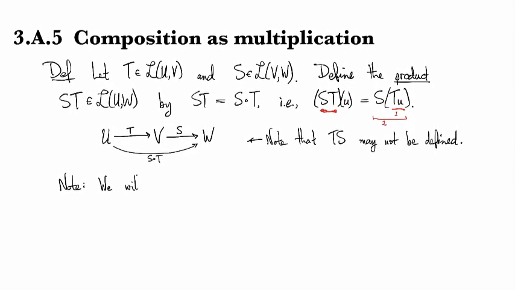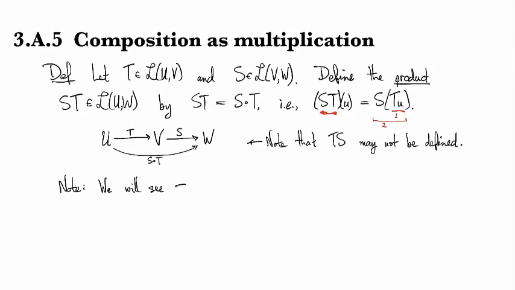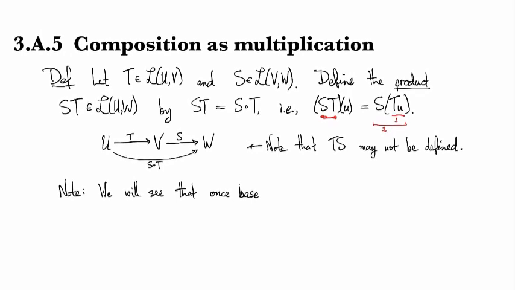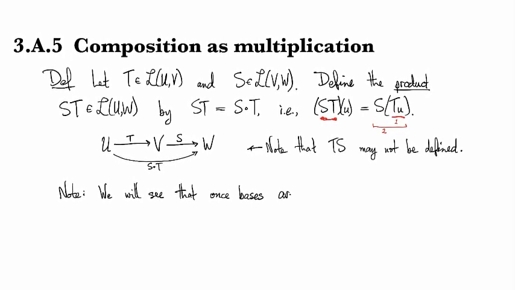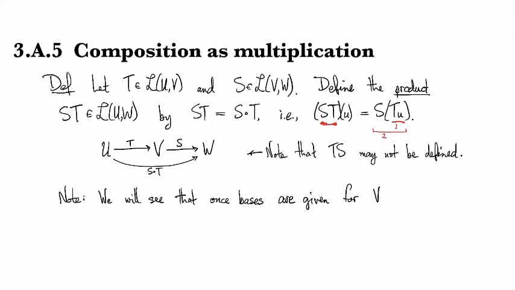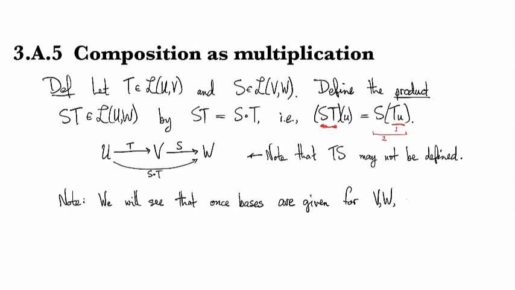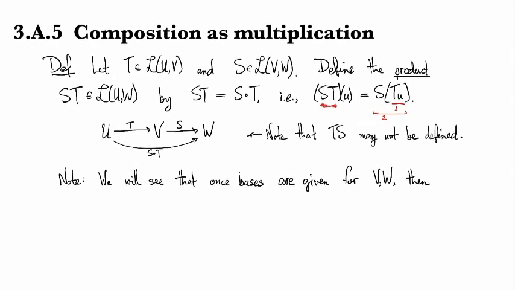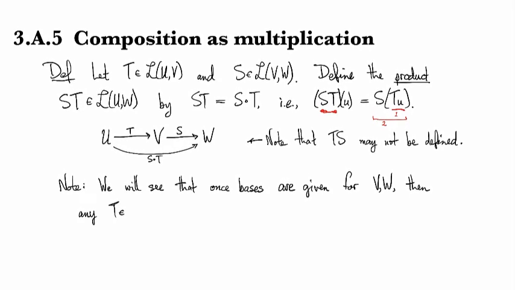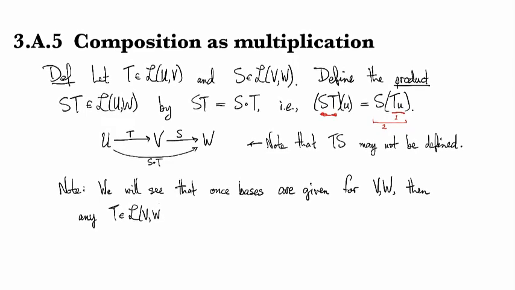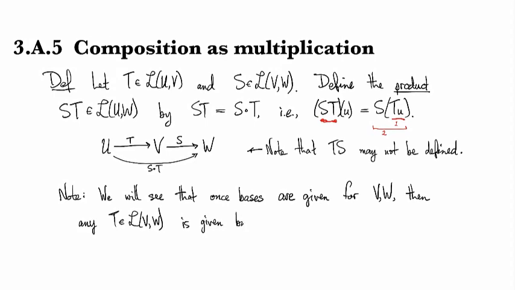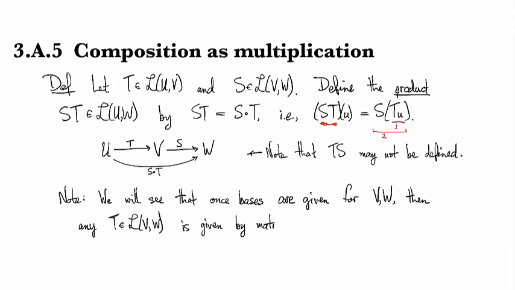And we will see that once bases are given for each of these vector spaces, then any linear map T from V to W is given by matrix multiplication.